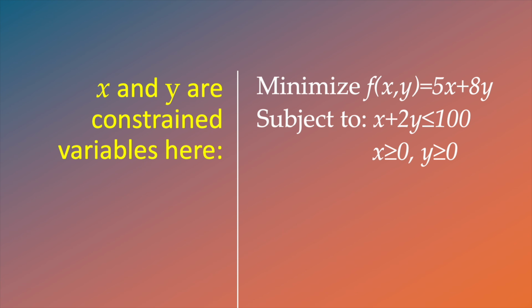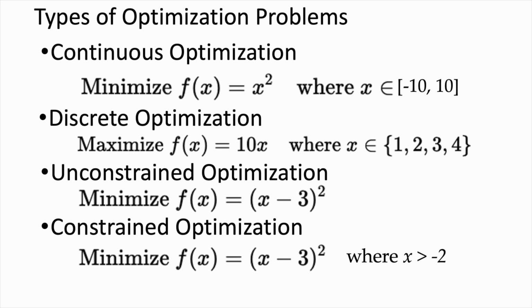In constrained optimization, the decision variable must follow certain rules or limits. In other words, the variable is restricted. It can't take just any value. Here's an example. We want to minimize the expression (x minus 3) squared, but this time we have a constraint. X must be greater than -2. This is what makes it a constrained optimization problem.